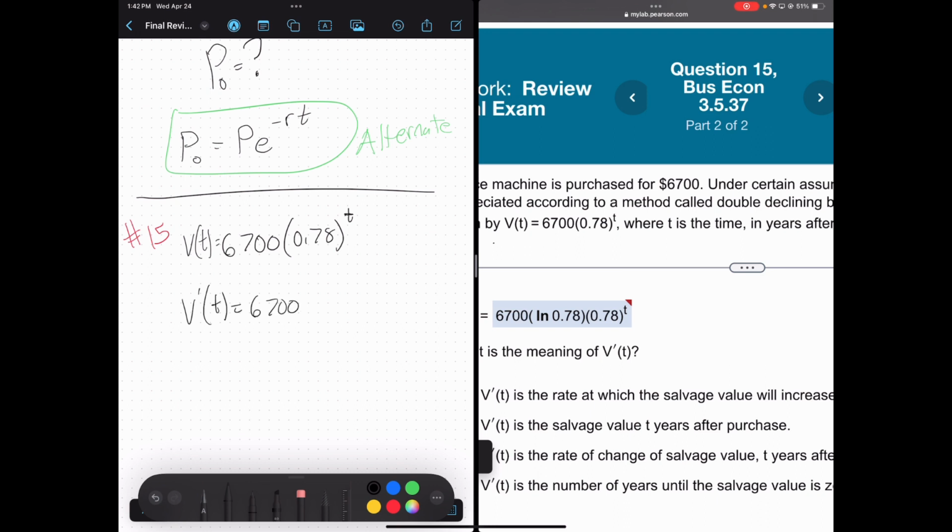Of course, the 6,700 is going to stay as well. You're going to keep the 0.78 to the t, but then multiply it by the natural log of the base. So there's your derivative.